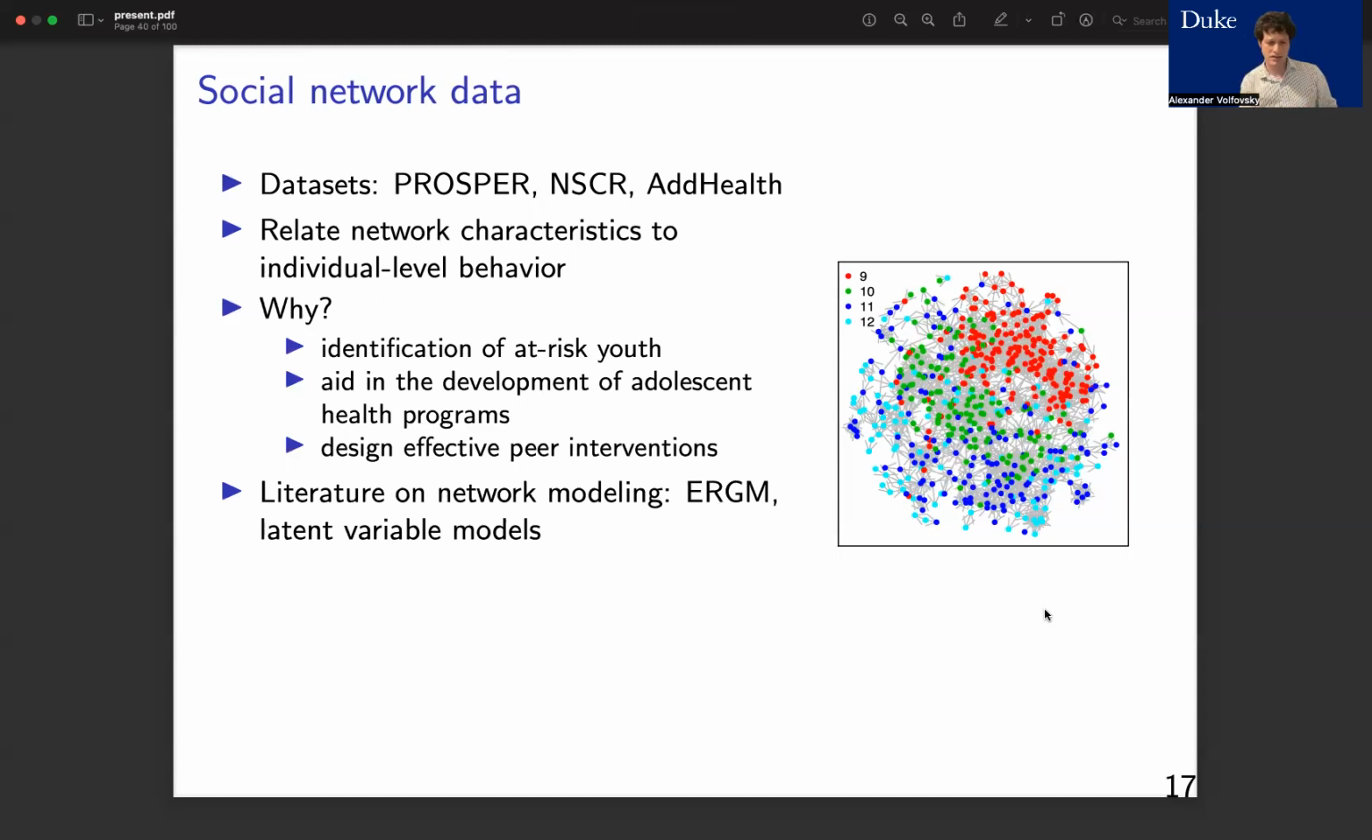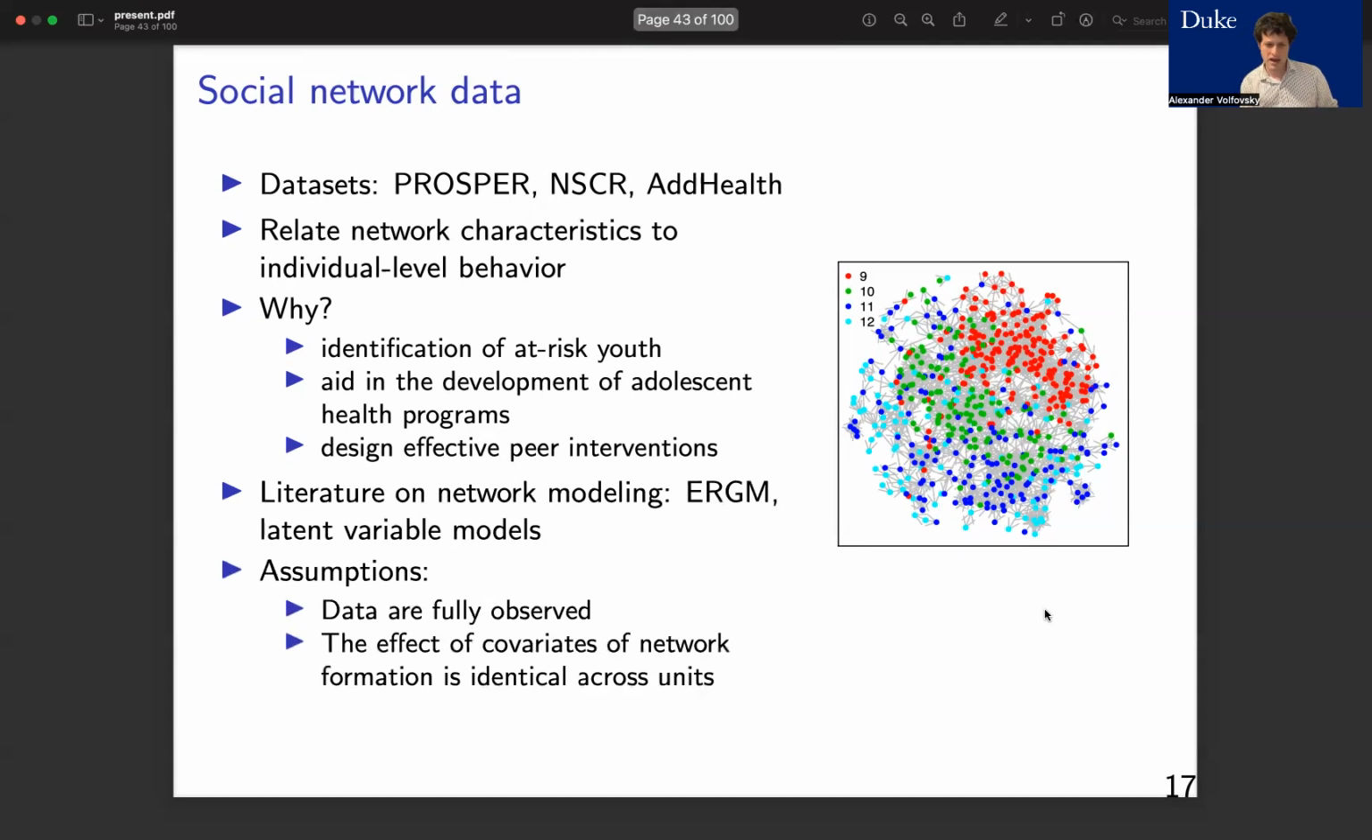And there's a large literature on these network models. I'm concentrating on these latent variable models. And I just want to point out that the current state of the art makes two assumptions. First, that the data are fully observed. And second, that the effects of covariates are the same across all units, across all individuals.